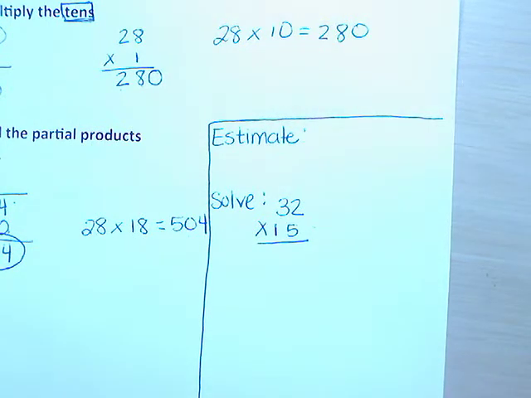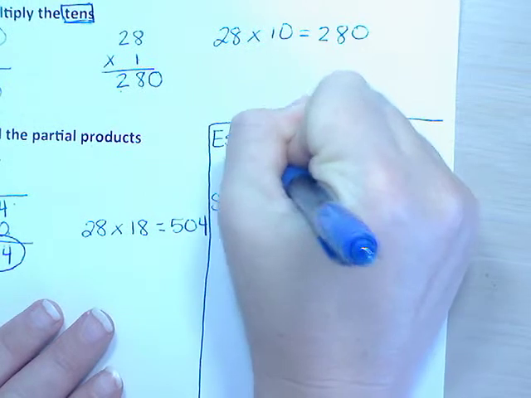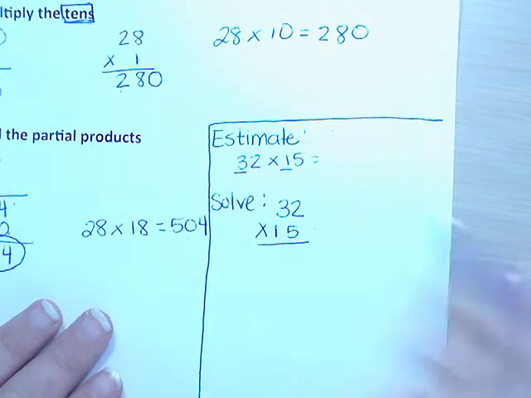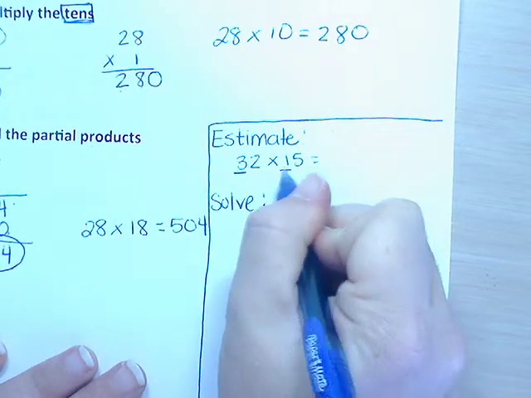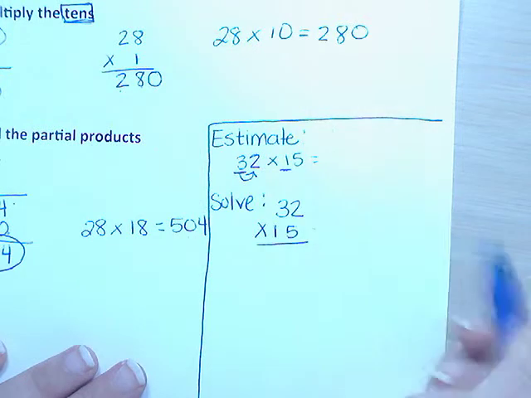Okay guys, so I hope everyone solved 32 times 15. Let's go ahead and estimate. If I did 32 times 15, I want to round to my highest place value, which is my tens for both numbers. I look over to the right. Remember, 5 or more, raise the score. 4 or less, let it rest.